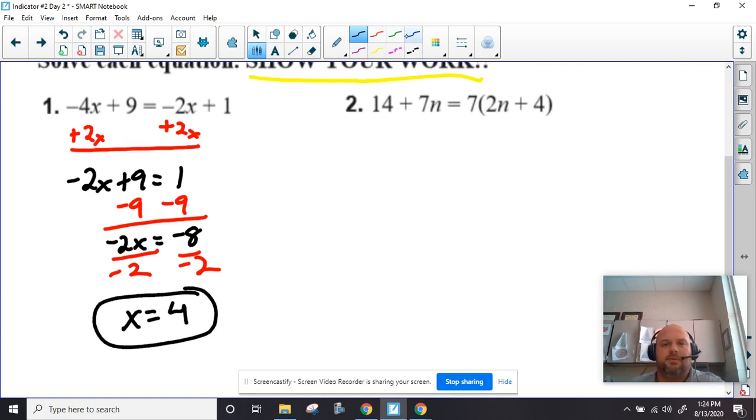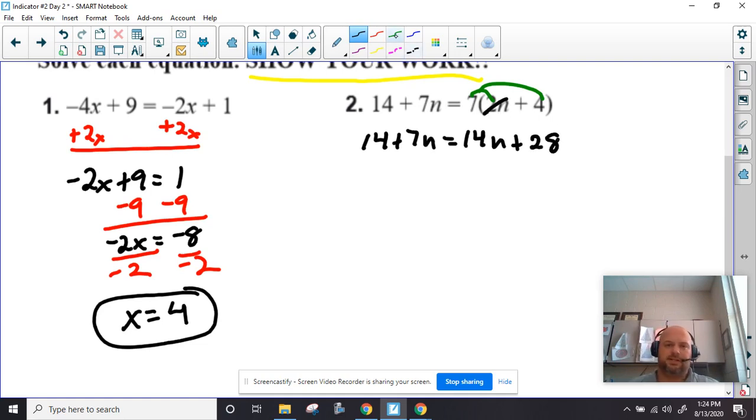Now, moving on. All right, we got to leave this side alone. 14 plus 7n. Now, we do have to distribute on this side. Okay? So 7 times 2, 14n, plus 7 times 4, 28.